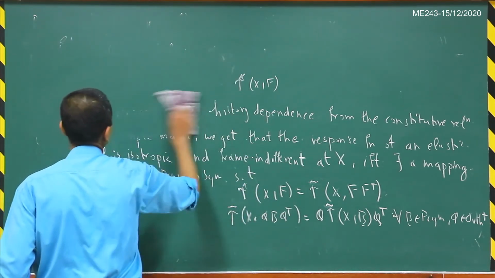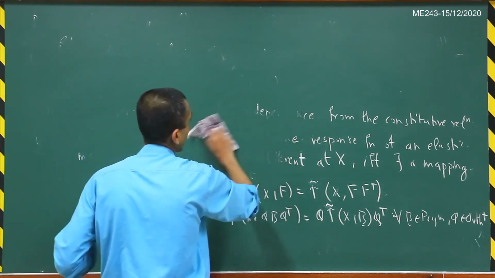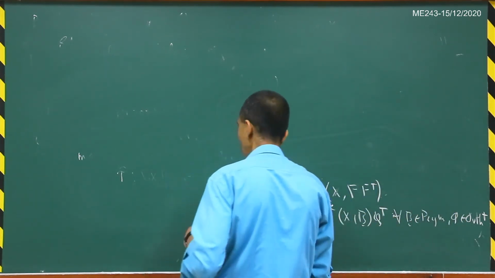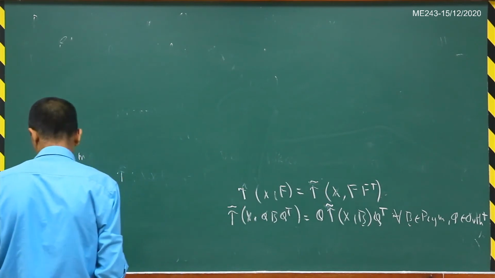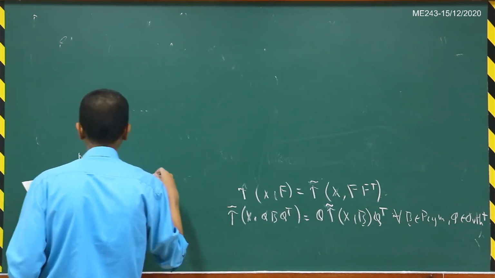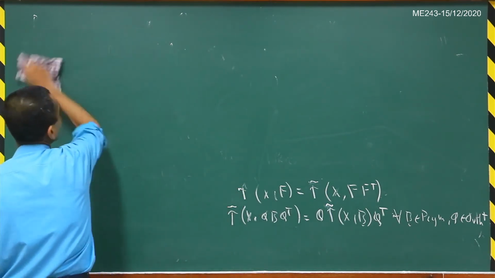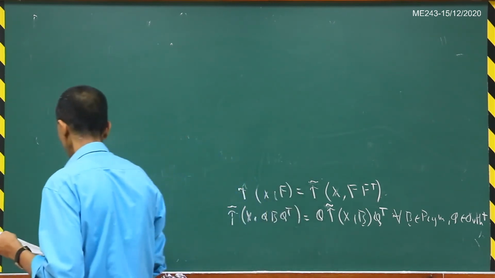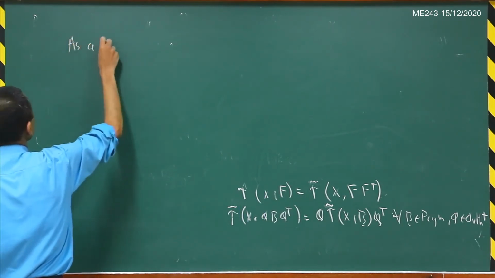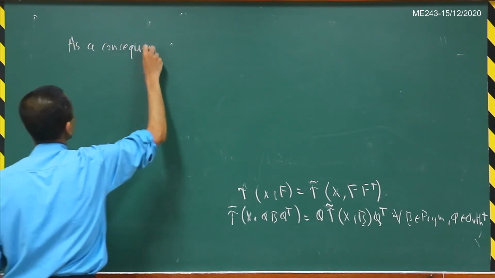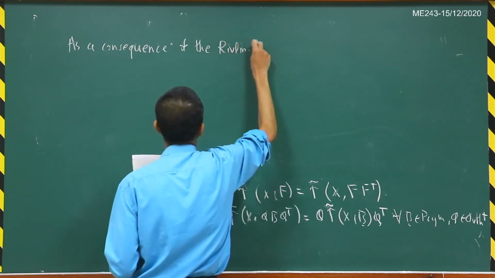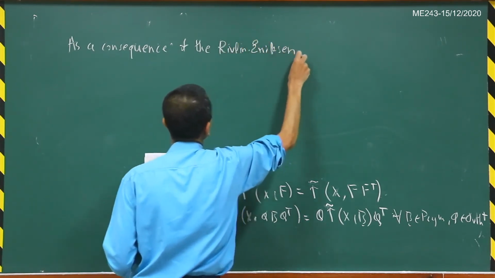So now we will use the Rivlin-Ericksen theorem to get a concrete expression for this constitutive relation for an isotropic frame indifferent material here. Yes, so let us do that. So this is a consequence of the Rivlin-Ericksen theorem.